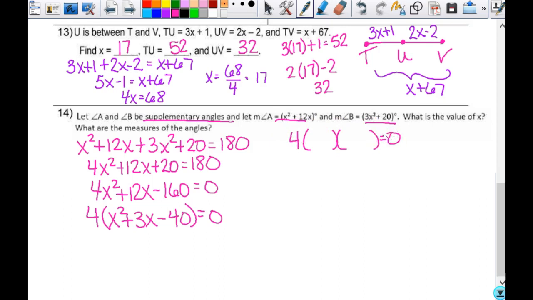So I need two numbers that multiply to give me a negative 40. And then since this is negative, that means the signs have to be opposite. So they've got to multiply to give me a negative 40, and they've got to subtract to give me, or combine, really, because it'd be positive and negative, 3.